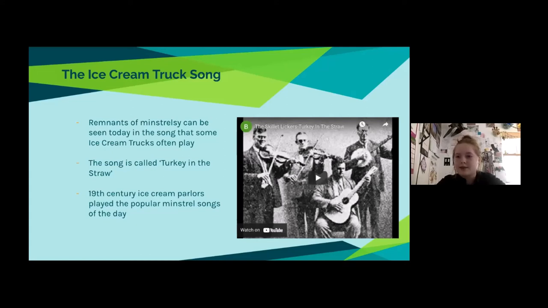Minstrelsy was still very much a global phenomenon, and they were just trying to target their customers with something they could recognize and associate with ice cream. One of the reasons they chose minstrel songs was because they were very commonly played in ice cream parlors. So it was really just a business strategy.